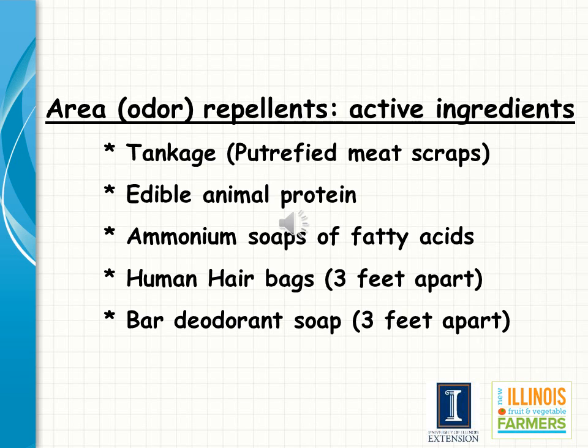Ammonium soaps of fatty acids, sold under the trade name Hinder, is actually the only taste repellent or area repellent that is labeled for use on a few vegetable crops, which include sweet corn. Some research has shown that Hinder was only effective for 2 to 3 weeks, which may be enough time to reduce silk clipping activity and improve pollination in sweet corn.